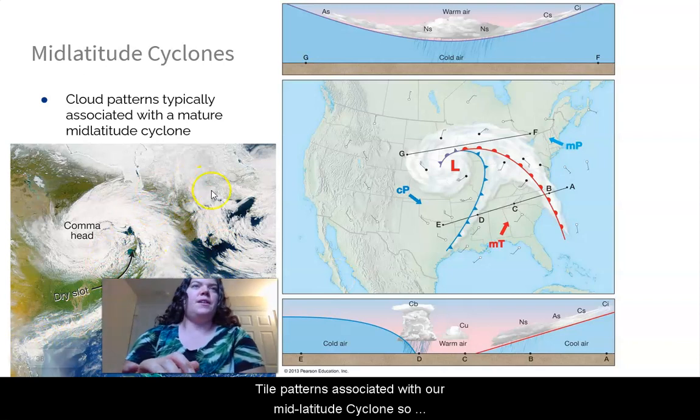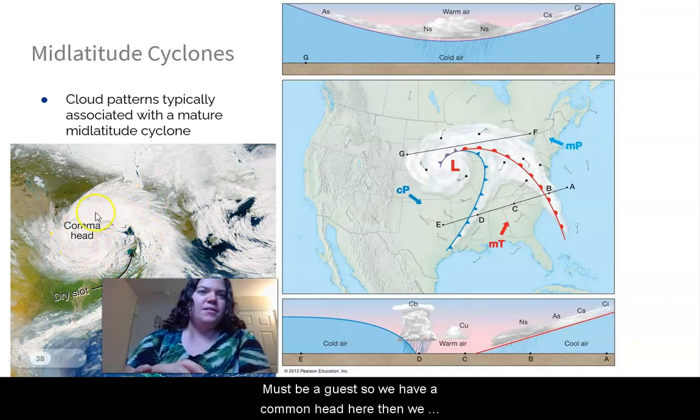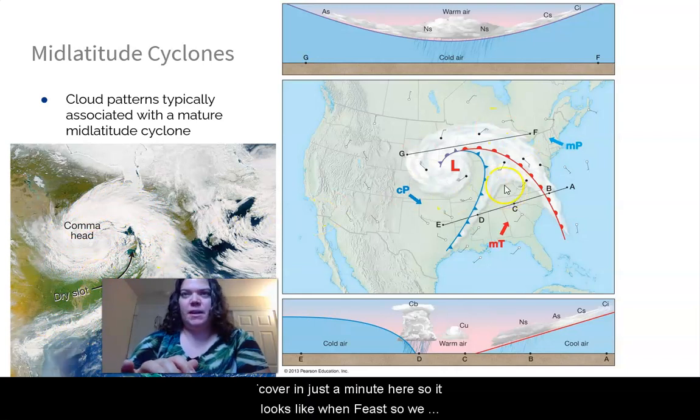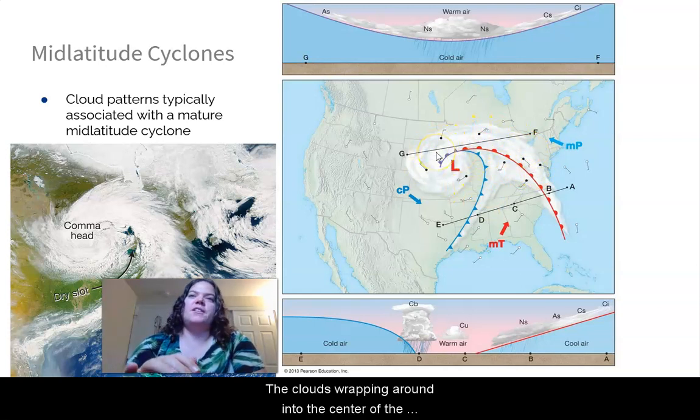Cloud patterns associated with our mid-latitude cyclones look kind of like a comma or an apostrophe, I guess. So we have a comma head here, then we have this tail, and we get this dry slot, which we're going to cover in just a minute. Here's what it looks like from space. So we see that comma tail comes from the cold front, and then the comma head is the clouds wrapping around into the center of the low pressure.